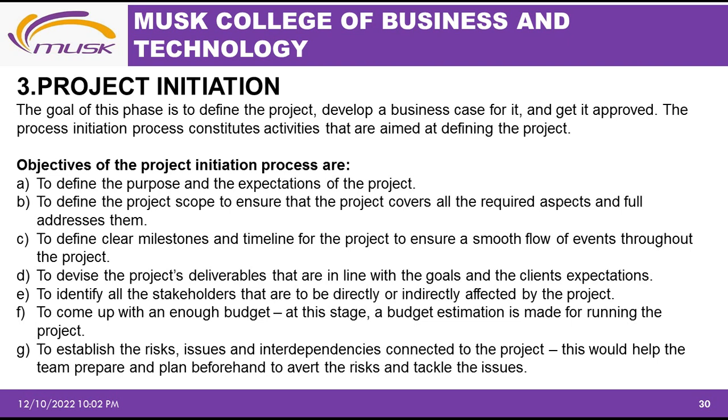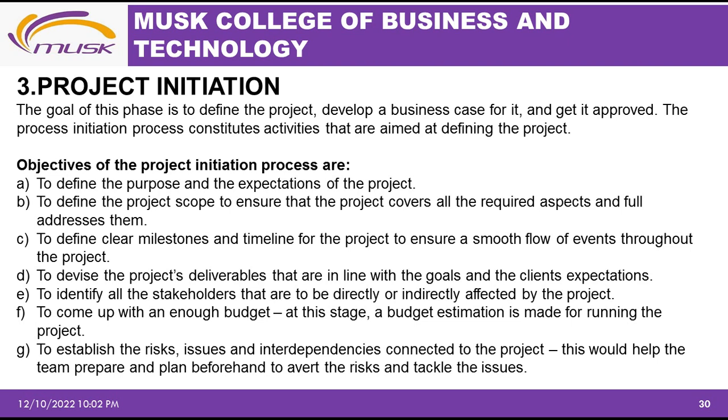So define the scope of the project, the extent into which the project is going to be executed. The other one is to define clear milestones and timelines for the project to ensure a smooth flow of events throughout the project. Another objective. So milestones are the points at which we expect maybe to do project evaluations. At what point do we check what we have been able to do?